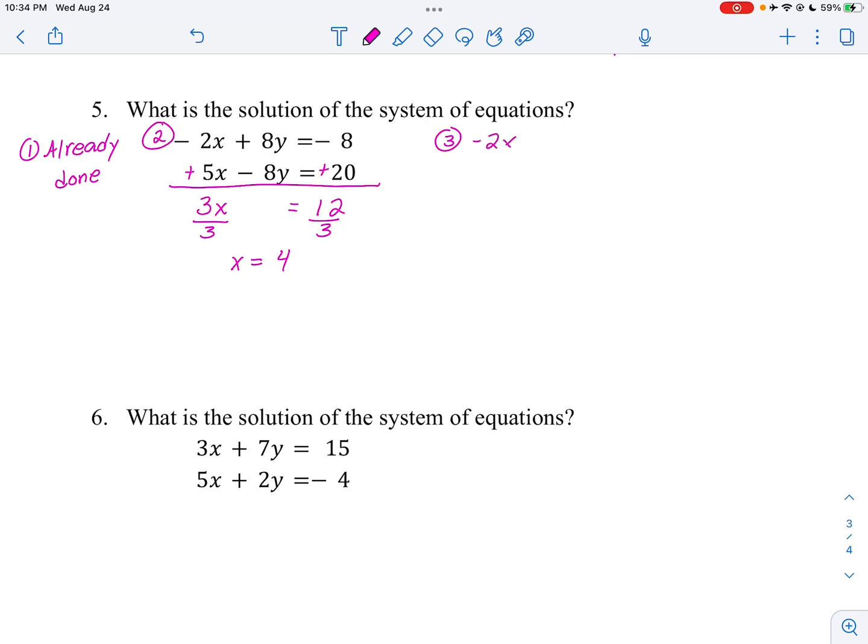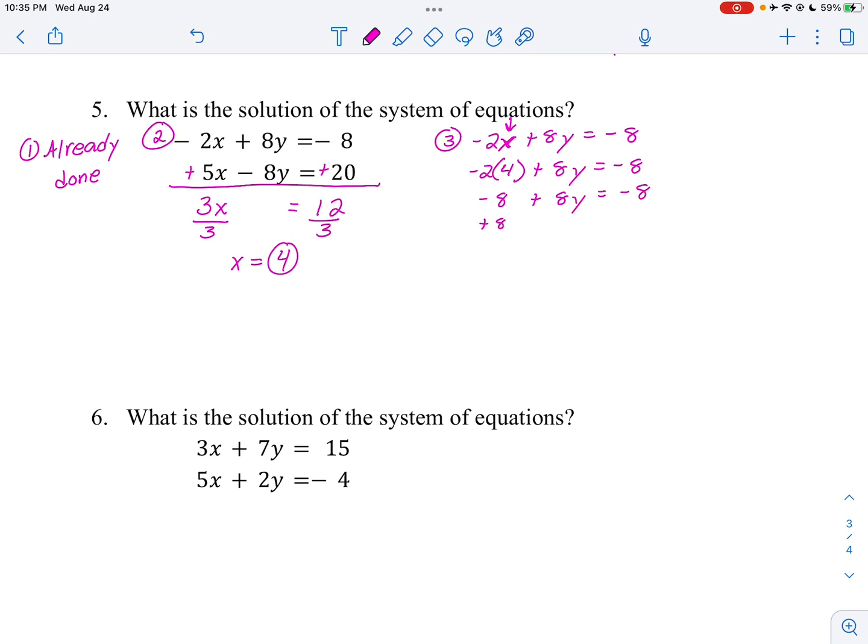So then if I use my top equation, -2x plus 8y equals -8. And then I plug 4 in for x. So that's -2 times 4 plus 8y equals -8. All right, so I have -2 times 4. That's a -8. Then I have my plus 8y equals -8. All right, I know that this 8 is the last thing I get rid of. So that means this 8 is the first thing I get rid of.